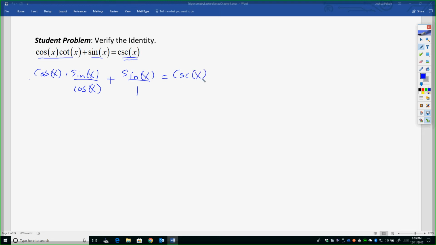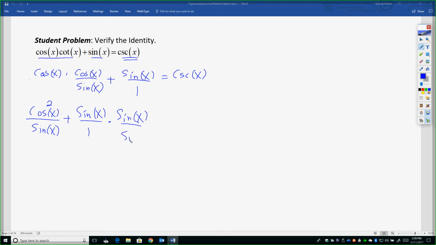Okay, so we need to make common denominators. The common denominator of cosine and 1 is cosine, so we're going to have cosine times sine. Oh, that's a mistake, sorry. And that is the wrong ratio. The ratio of cotangent is cosine over sine. So the common denominator is sine. So we're going to get cosine squared over sine. And the sine of x over 1 needs to be multiplied by sine over sine to get the common denominator.